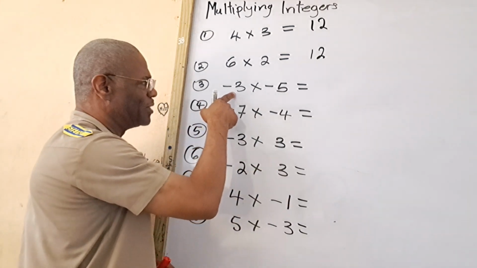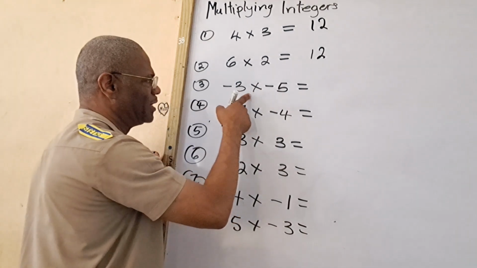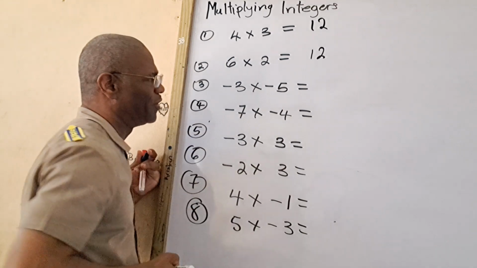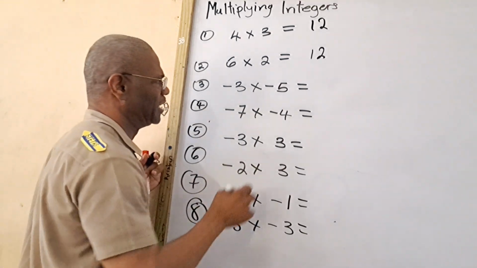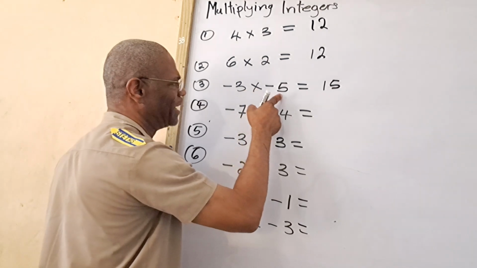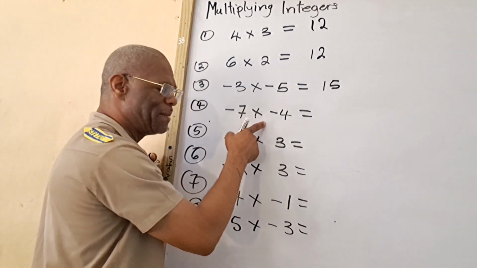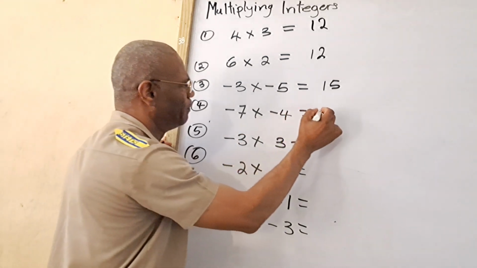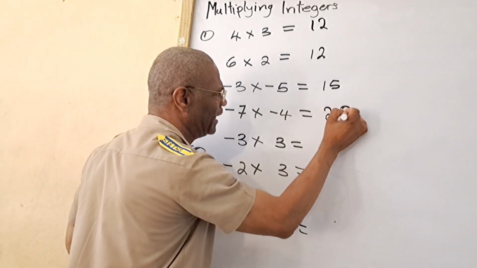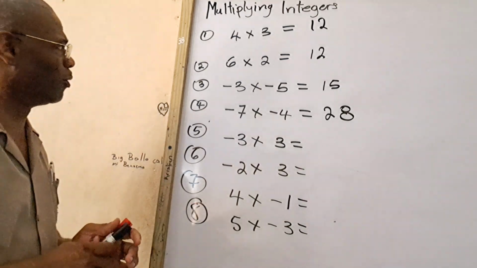Now let's go to this. We have negative 3 times negative 5. This gives us a positive 15. So negative 3 times negative 5 gives us positive 15. And negative 7 times negative 4 gives us positive 28. Now let's pause there for a minute and go back from the top.